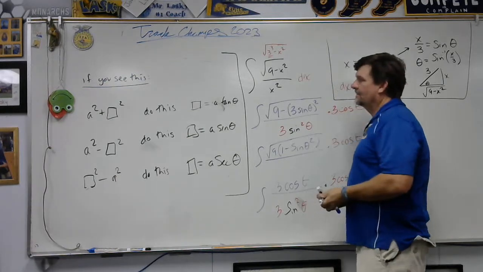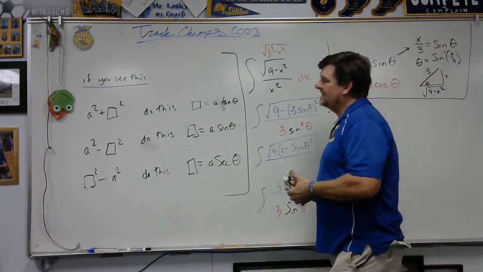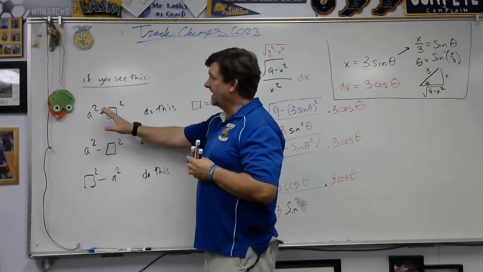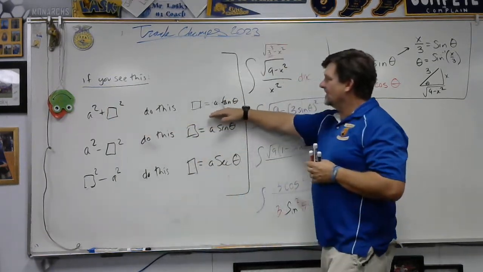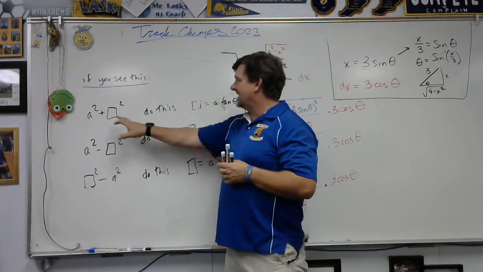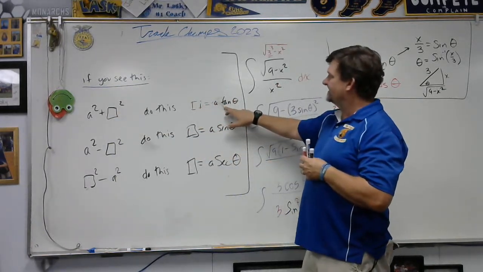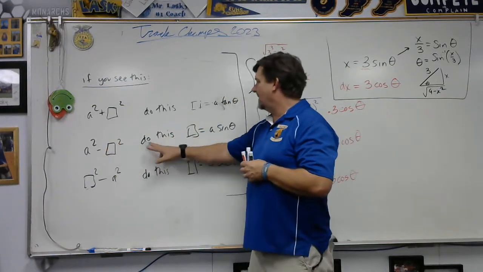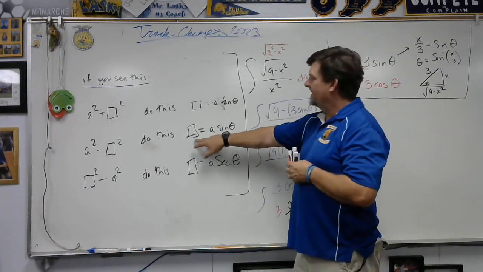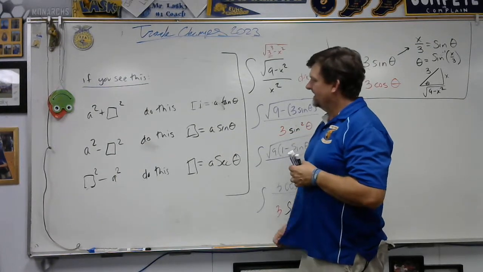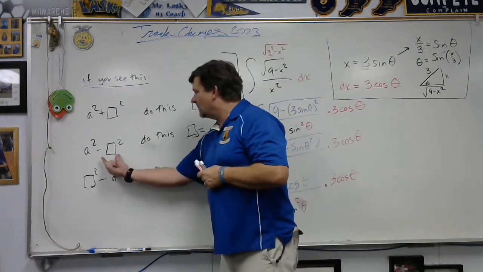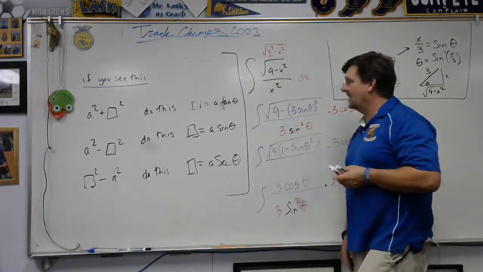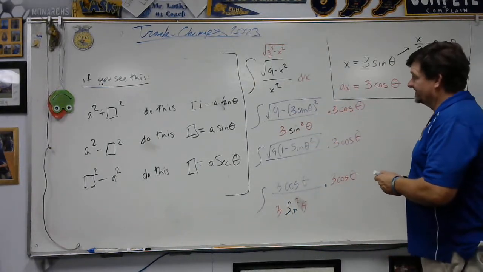So if you see an a squared plus a quantity squared in a problem like this, for integrals you're going to set whatever's inside equal to a tangent of theta. If you see a squared minus x squared, you're going to do x is equal to a sine of theta. So the idea is when you see one of these, you're going to plug in one of those. Okay, so the problem starts right here.